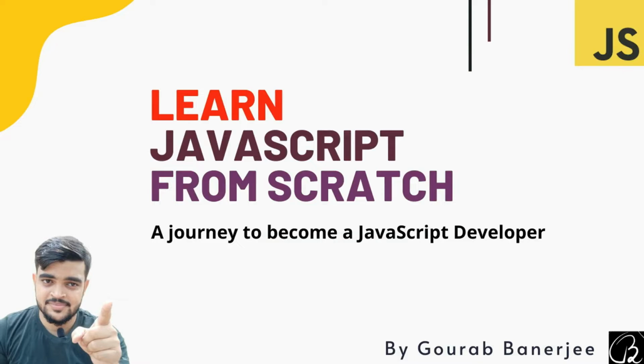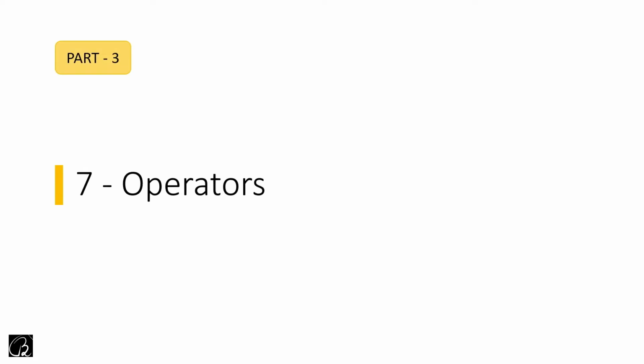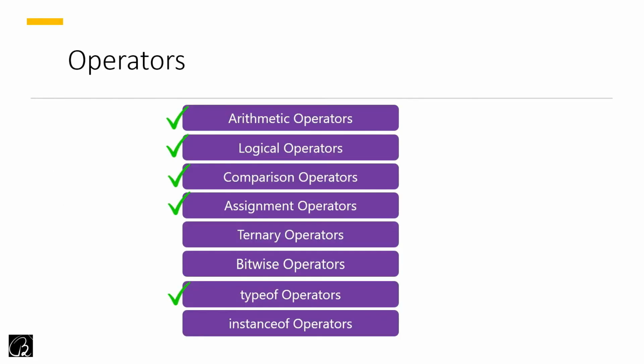So we have already started learning operators, right? This is part 3 of operators, where we will be learning the remaining operators, that is ternary operators and bitwise operators. The instanceof operator we will learn later, when we see the concept of objects. So without wasting any further time, let's jump right in.